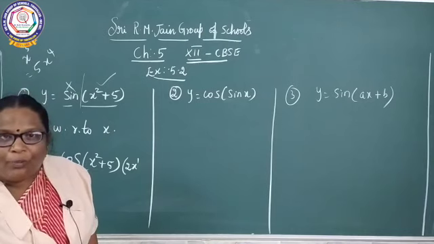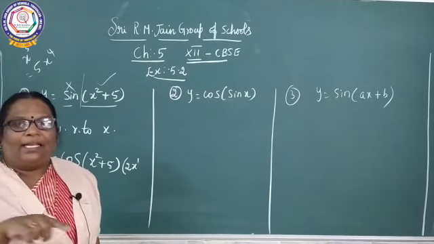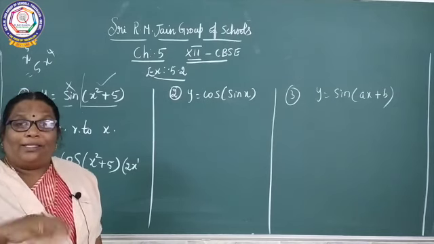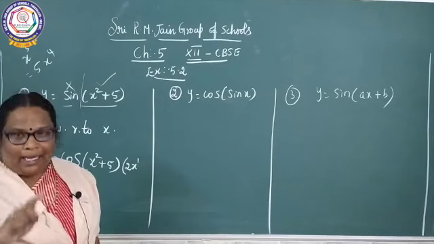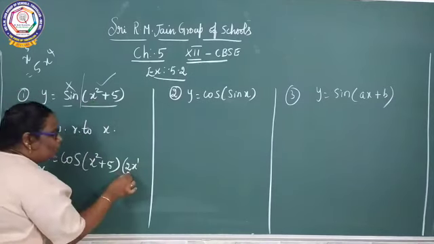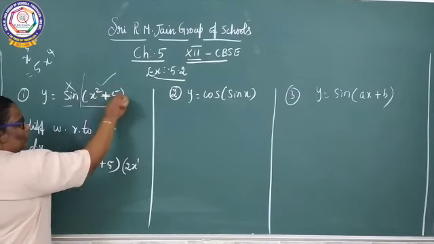What is x cube? Yeah, 3x square. What is x power 6? 6x power 5. What is x power 4? 4x cube. What is x power 10? 10x power 9. The same way, x square plus 5, the derivative of x square is 2 x power 1.